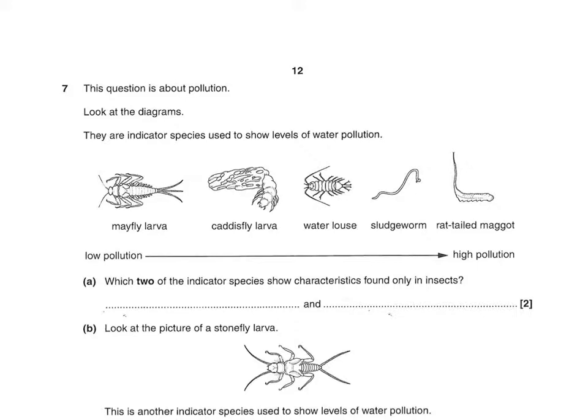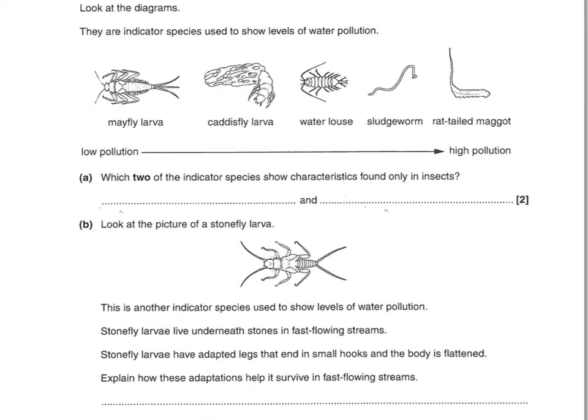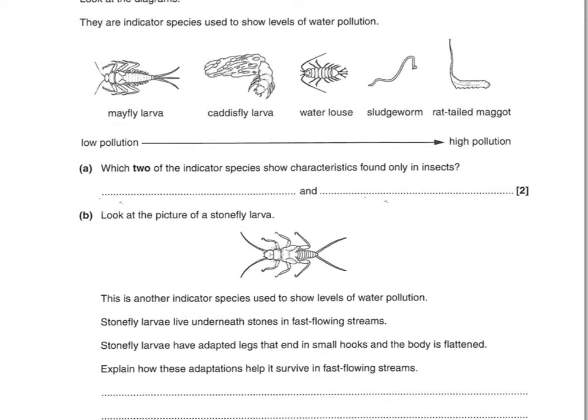Next question is about pollution. Look at the diagrams there. Indicator species used to show levels of water pollution. Which 2 of the indicator species show characteristics found only in insects? So that's the mayfly larva and the caddis fly larva. So those are the 2 that you need to put down in order to get those 2 marks.